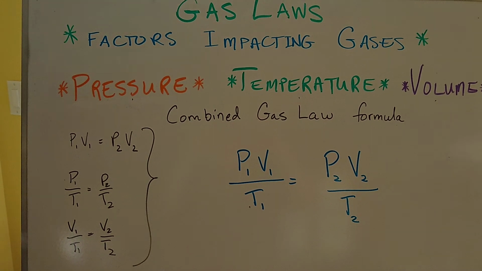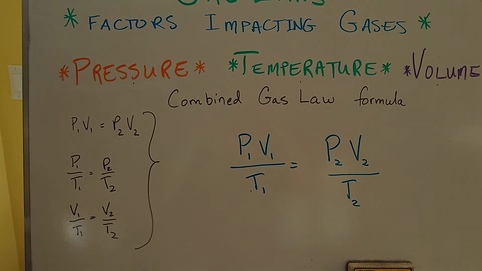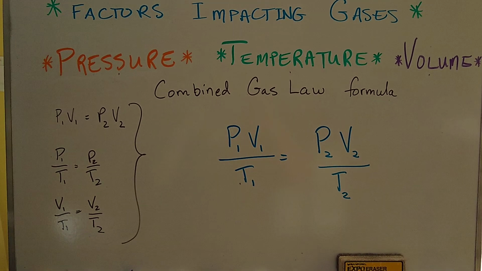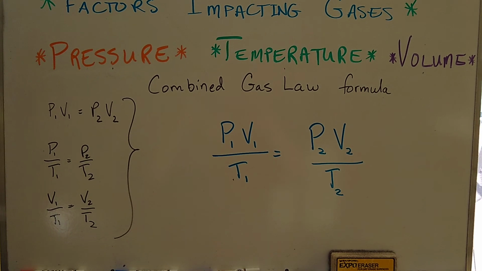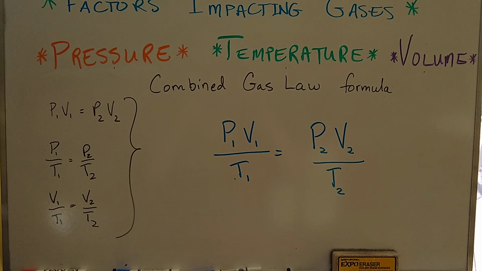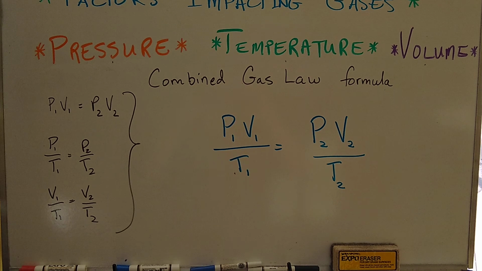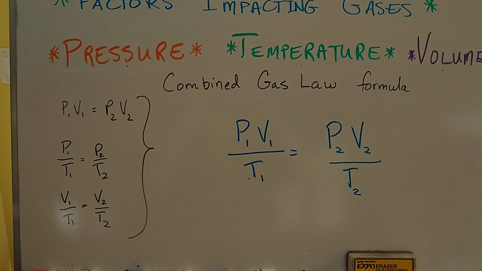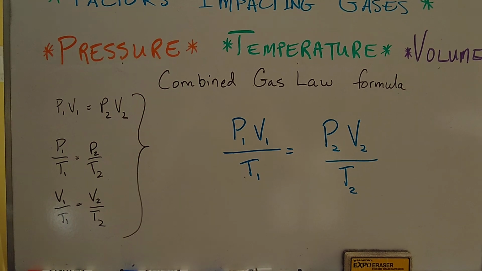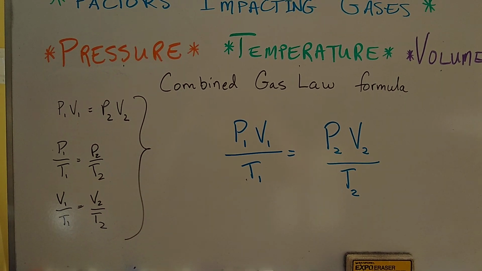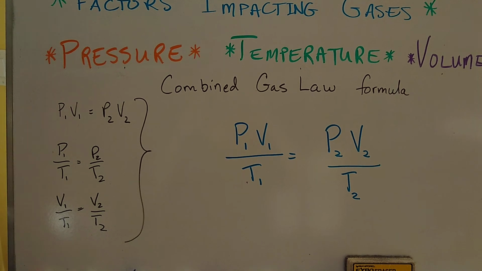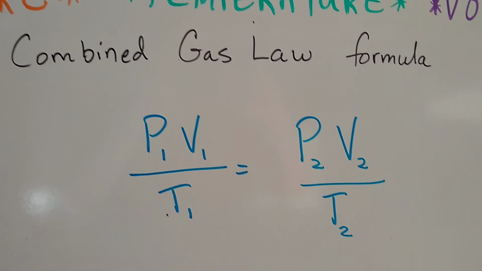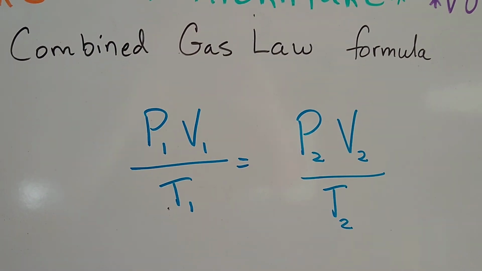Finally, we combine the gas laws into one simple formula. And notice on the left side of the screen, I have the individual laws, Charles's law, Gay-Lussac's law, and Boyle's law. And if you look at the variables, you'll see that they're all in the same positions. They're just combined with different variables for each law. So what we do is we combine them, and we get this formula.